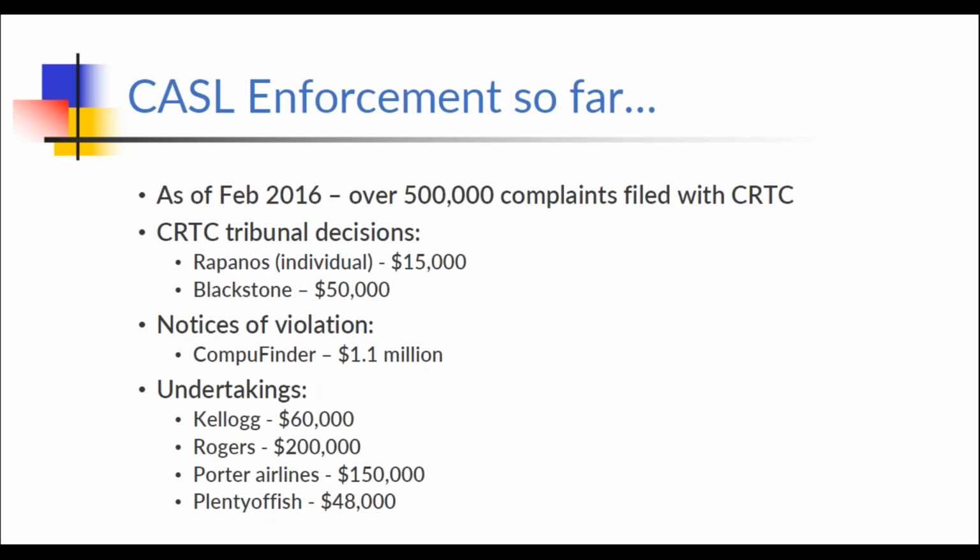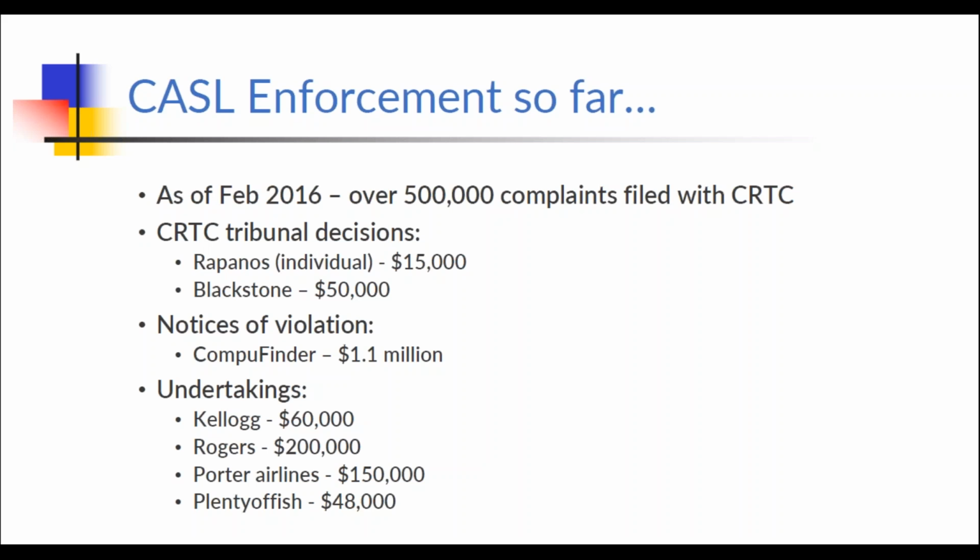The CRTC is very mum and quiet about how many complaints it has actually received. As lawyers who deal with CASL, we try to get information from them, but they keep their mouth shut. So I've been trying to find some information, and the most recent thing I found was back in February 2016, about a year ago. Again, this is basically hearsay, from someone who had spoken to someone at the CRTC, that there were over 500,000 complaints filed under CASL with the CRTC back in February 2016.